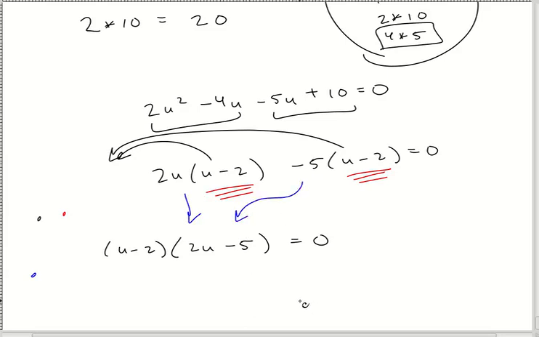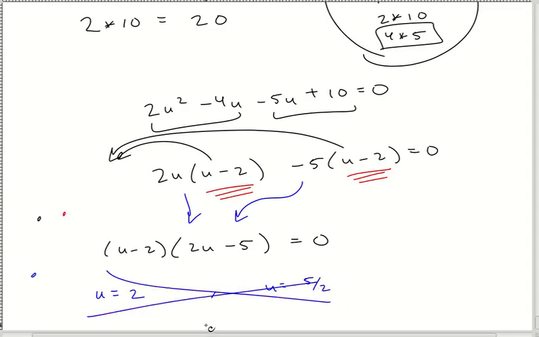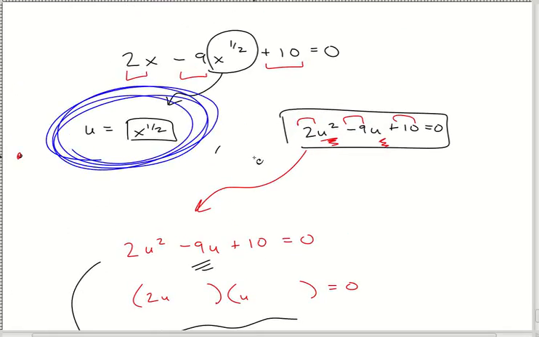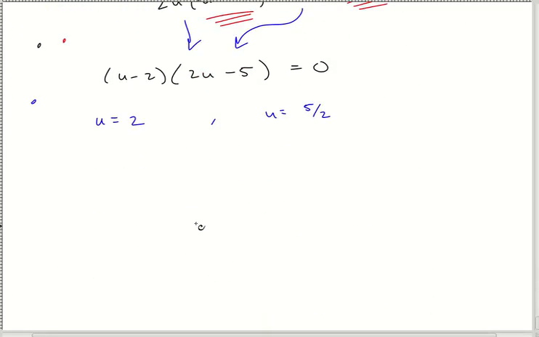So, factor by grouping, we've done this a lot. Take your 2 factors, move them to the front. Whatever's left over, there you go. And so then I can solve for u equals 2. And over here, I'm going to add the 5 and divide by the 2. 5 halves. But that is not what they're looking for. As you remember from the last problem, I need to go back and solve for x. And u is this x to the 1/2. So I got x to the 1/2 is equal to 2. x to the 1/2 is equal to 5 halves.